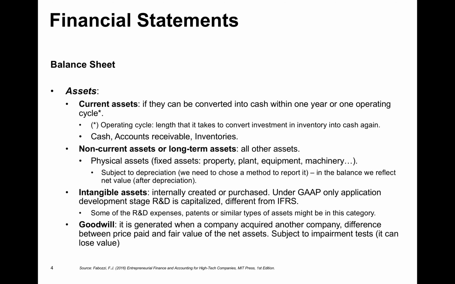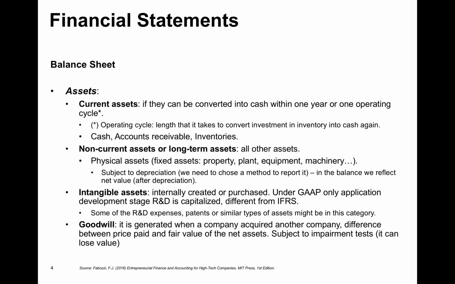Let's try to see a bit of detail. What is behind each of those different elements? Inside the assets, what do we find? Let's start at the beginning. The first thing that we will find is the current assets. Those are elements that can be converted into cash within 1 year or less. So it's those things that are very close to becoming cash.